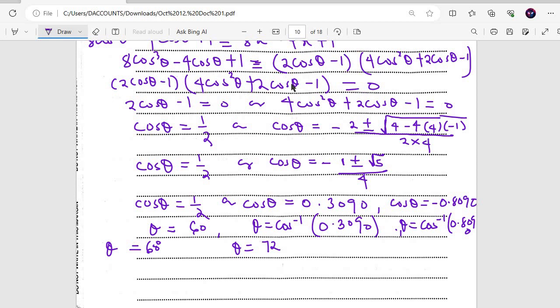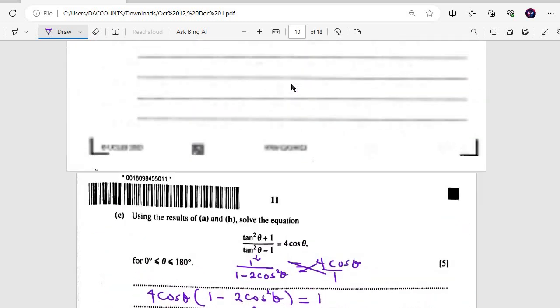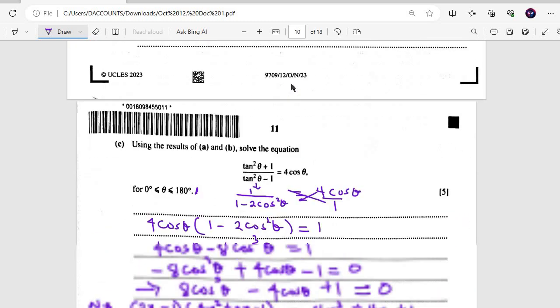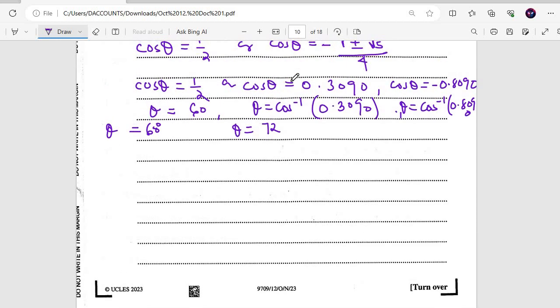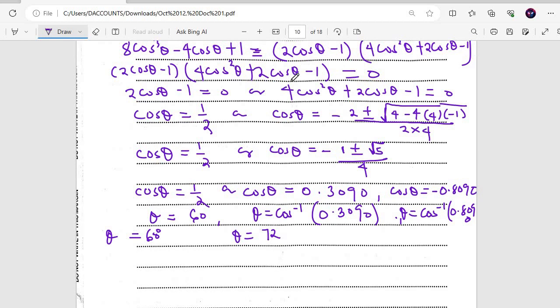If you do 360 minus theta, it will go beyond the range 180. So no need of applying that. Let's see this one. Arc cos of the second function, cos 0.8090, that gives us 72 degrees. And let me be sure of this.